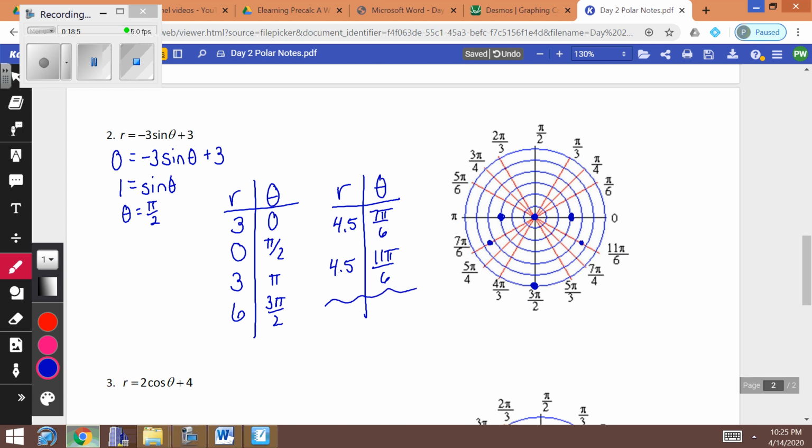You wouldn't have to, but you could do pi over 6 and 5 pi over 6.